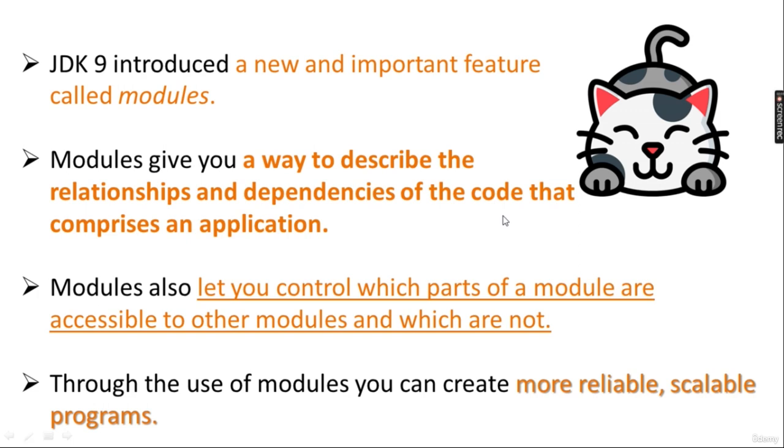Modules give you a way to describe the relationship and dependencies of the code that comprises an application. So there is a complete application or complete Java project we are creating, right? So modules will give you a way to describe relationships and dependencies between the code, like multiple packages and so on. Modules also let you control which parts of a module are accessible to other modules and which are not. As simple as that. Through the use of modules, you can create more reliable, more scalable programs.